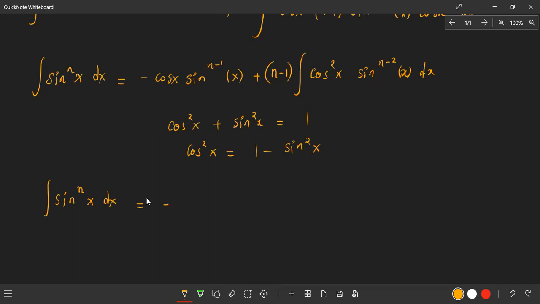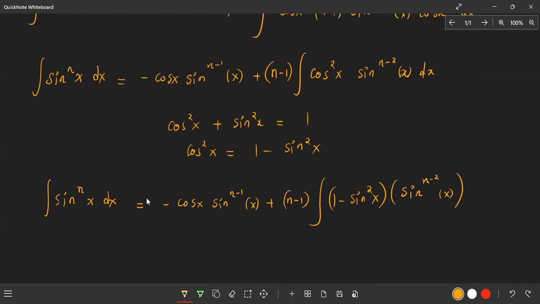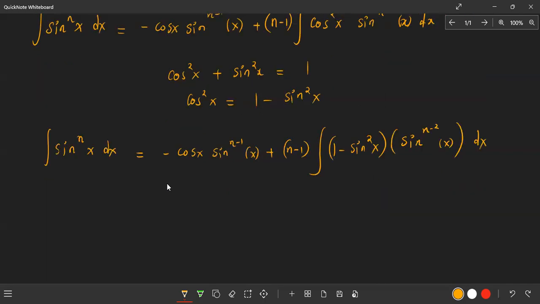So we have a negative cos x sine n minus 1 x, and then plus n minus 1. In place of cos squared x, I'll replace this with 1 minus sine squared x, and then I have sine n minus 2 x dx.